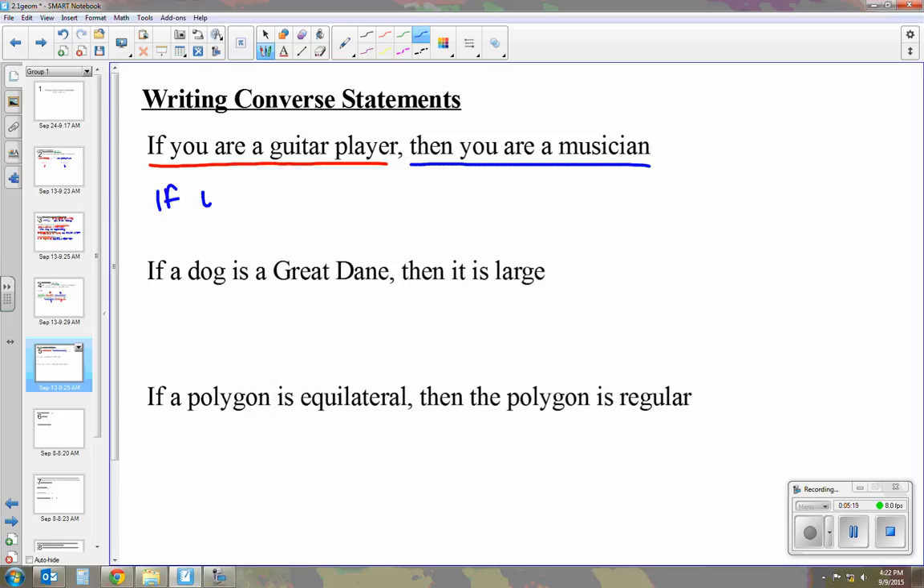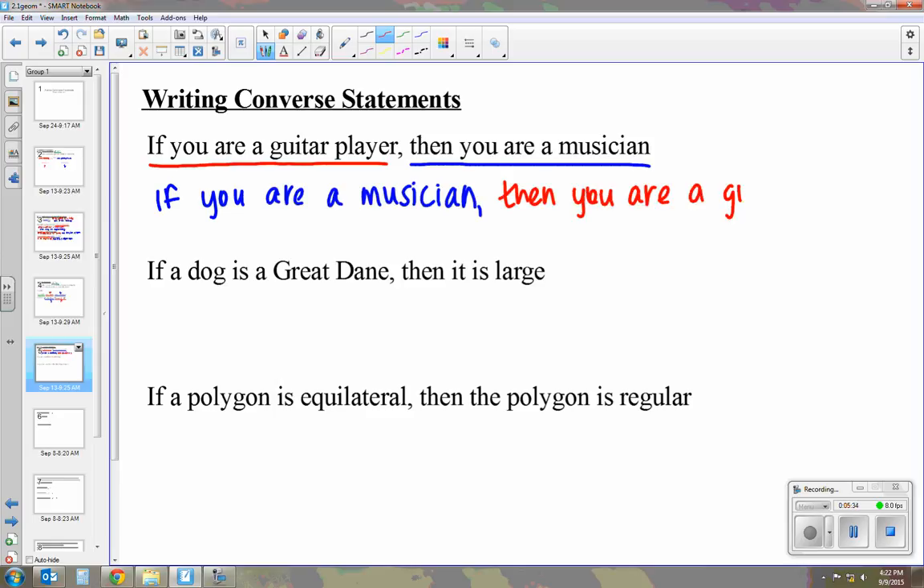If you are a musician, then you are a guitar player. Now, if you notice, this statement is not true because you can be a musician and not play guitar. You can play a different instrument. The converse doesn't always have to be true. Sometimes they can be false, and in this case, it is.